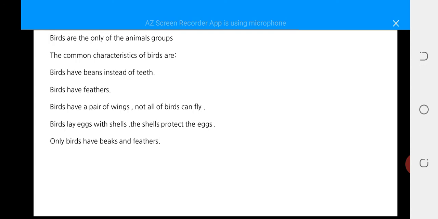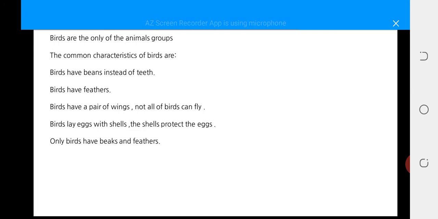Birds lay eggs with shells. This shell protects the eggs. Only birds have beaks and feathers. So, according to these features or common characteristics, we will put these birds in one group.